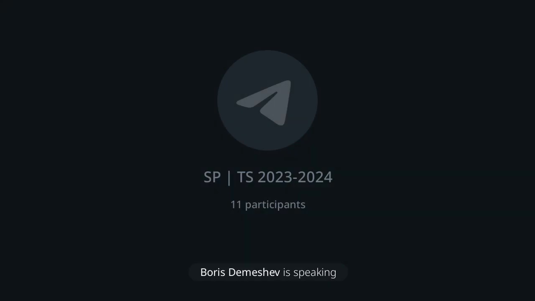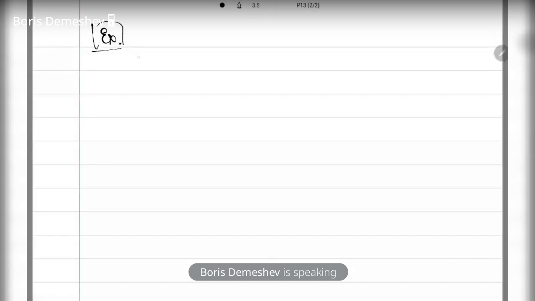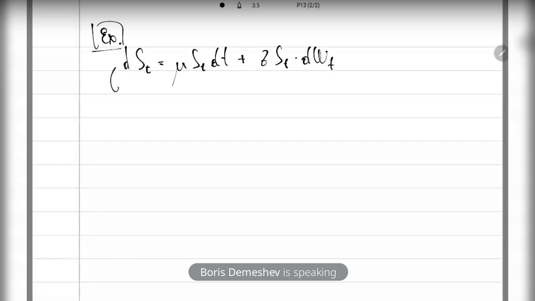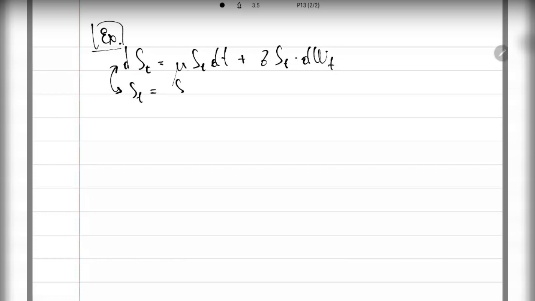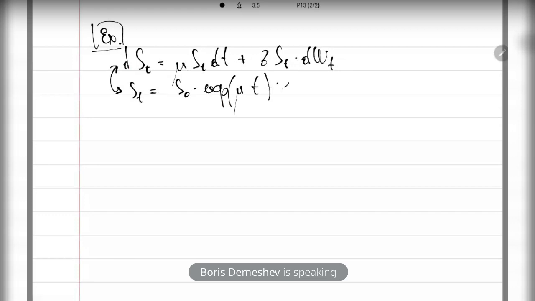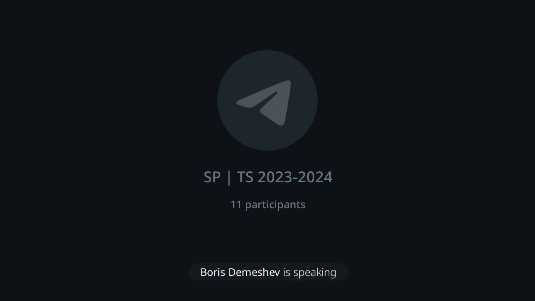Let's price anything. For example, consider the Black-Scholes model as dST is mu ST dt plus sigma ST dWT. We know also that this means that ST is S0 times exponent of mu T times exponent of sigma WT minus sigma squared over 2 times T. That's the same thing. We have solved the stochastic differential equation.